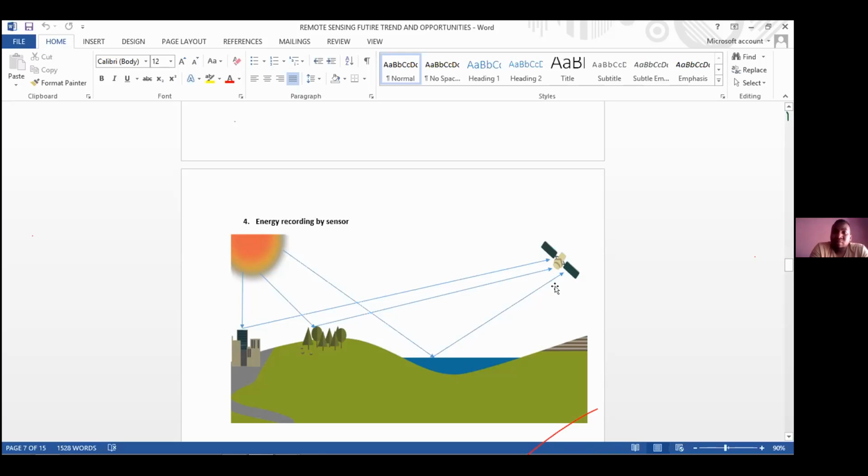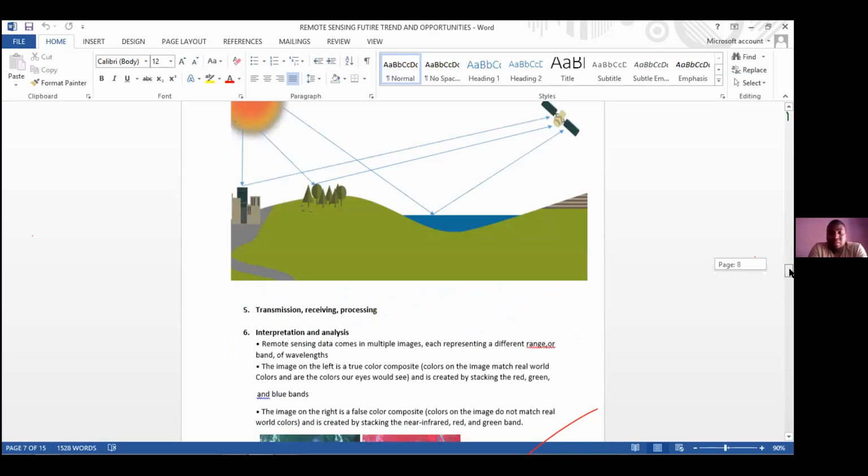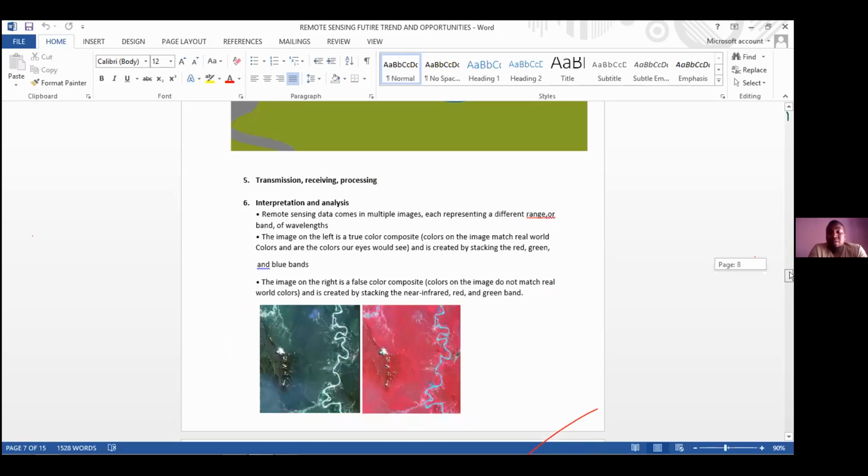So the sensor is only able to get that reflected color. You can see if it's plants, the sensor is able to receive the reflected radiation. If it's ocean or water, the color that the sensor is able to obtain is blue. So every target has a specific color that it reflects, and the color it reflects is the shorter wavelength that it's not able to absorb.